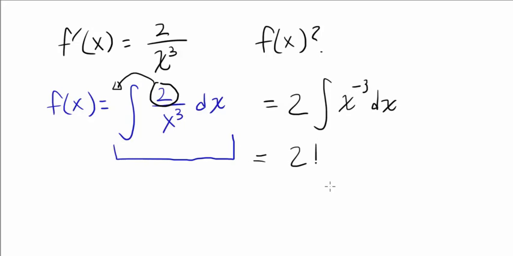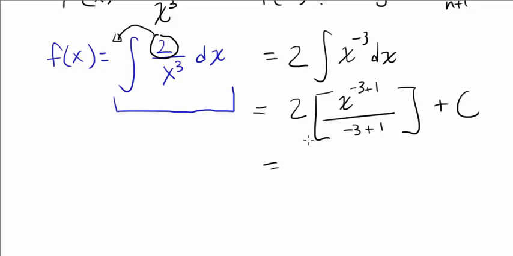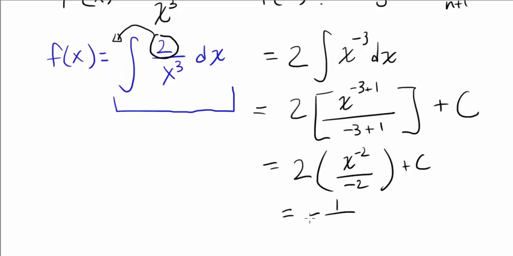And we know the integral of x to the n dx is the same thing as x to the n plus 1 over n plus 1 plus c. So let's apply that. It's going to be x to the negative 3 plus 1 divided by the same thing, and you're going to put plus c. So this is going to be 2 times x to the negative second power over negative 2 plus c. The 2's cancel out and you've got a negative sign, and you put this at the bottom. You have negative 1 over x squared plus c.